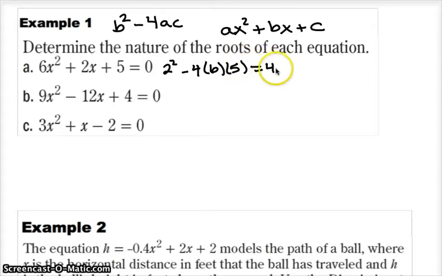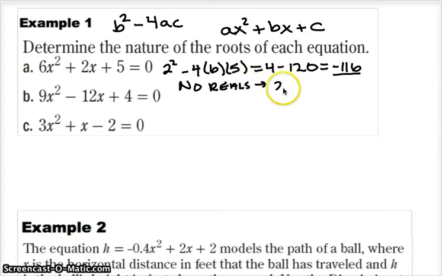This gives me 4 minus 120 for a total of negative 116. Because I got a negative number, this tells me there are no real solutions. In other words, there are two complex solutions.